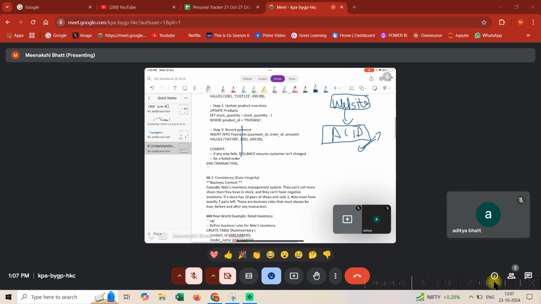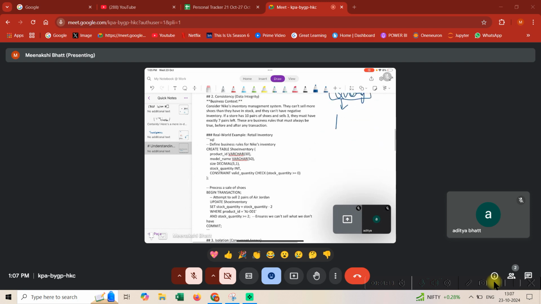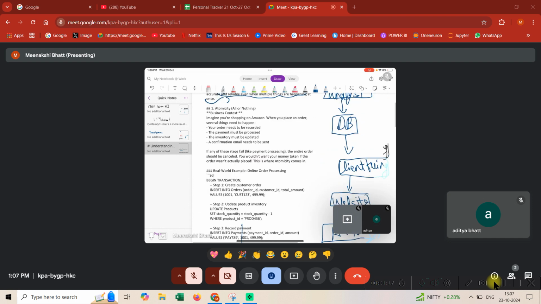Essentially, a transaction is any query which you are doing, and there is a proper mechanism to handle all sorts of failure conditions and all the edge cases as well. So let me give you a few examples.